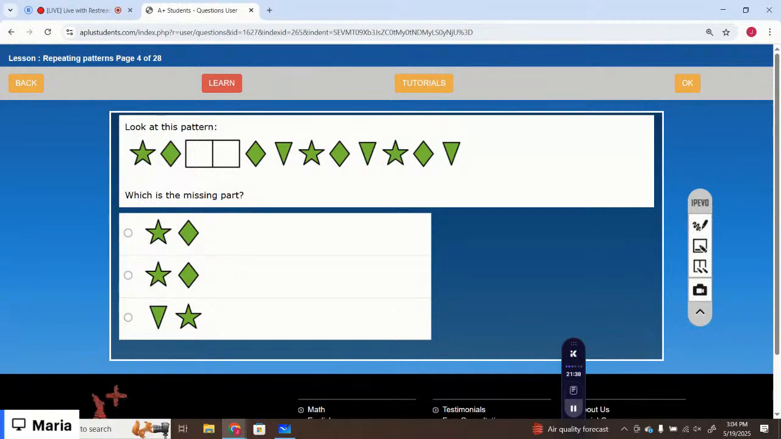Look at this pattern. That is star, diamond, and triangle. Star, diamond, and triangle. That is triangle, and the next one is triangle. Option number three is the correct option. That is triangle and star. Option number three is the correct option.